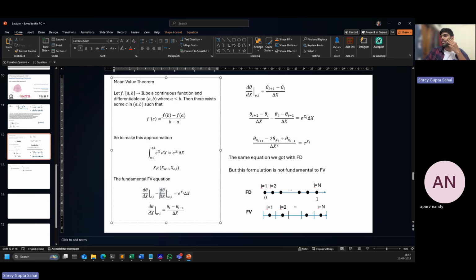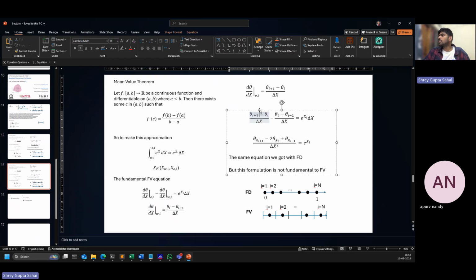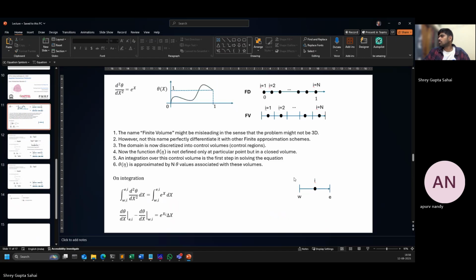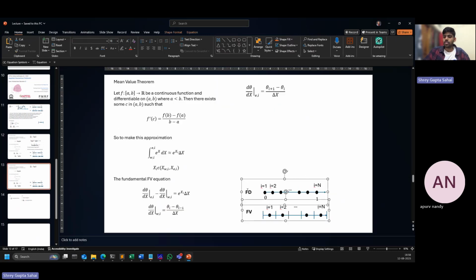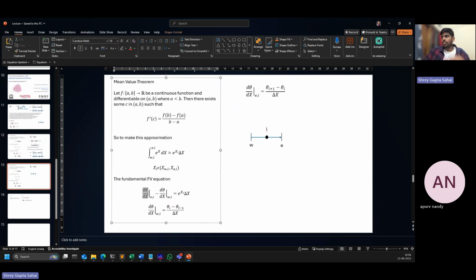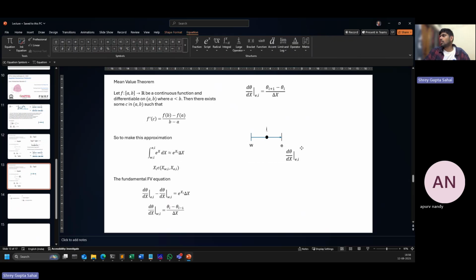How do I emphasize this more clearly? Okay, let me first proceed. Let me rewrite, or reframe, this entire thing. So what essentially we are going to do is say that for every theta I value, we are going to define three values. There is an east flux, or there are fluxes, right?